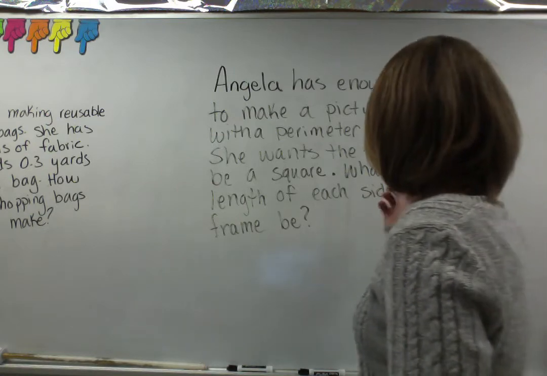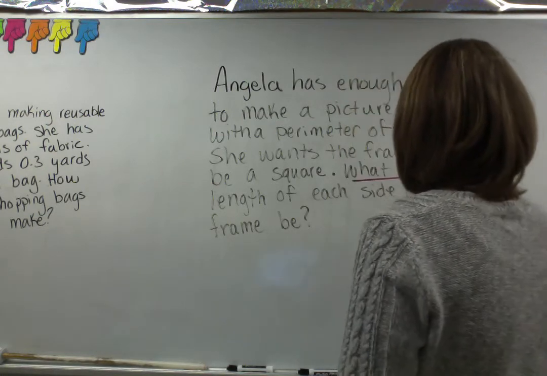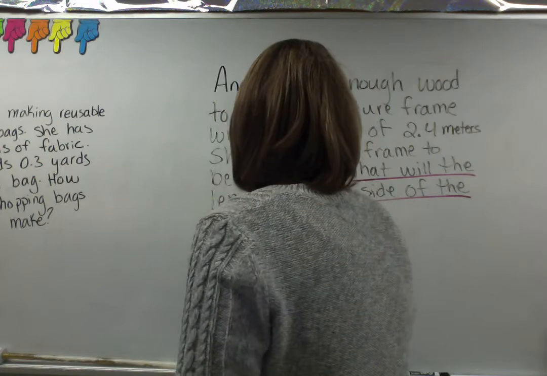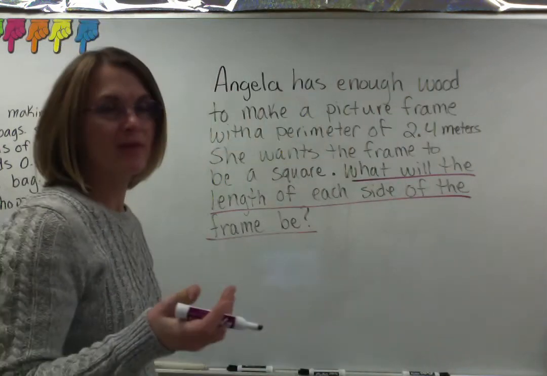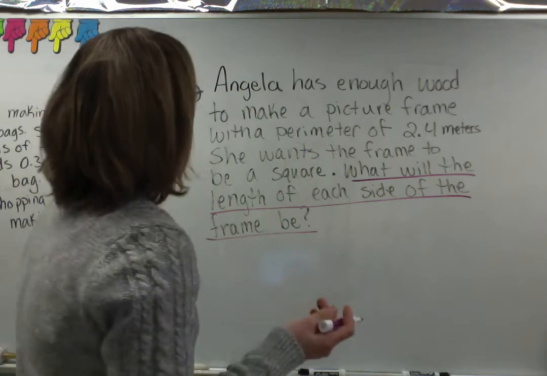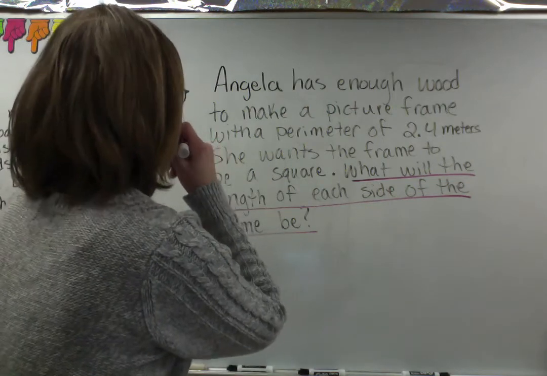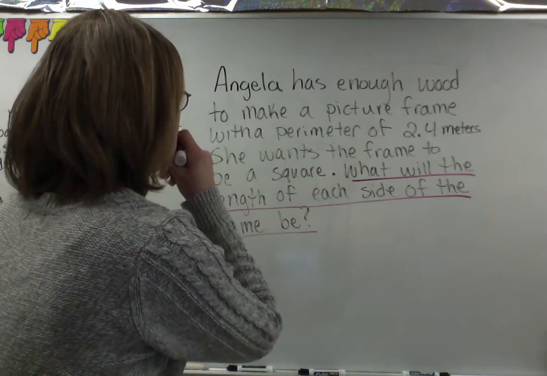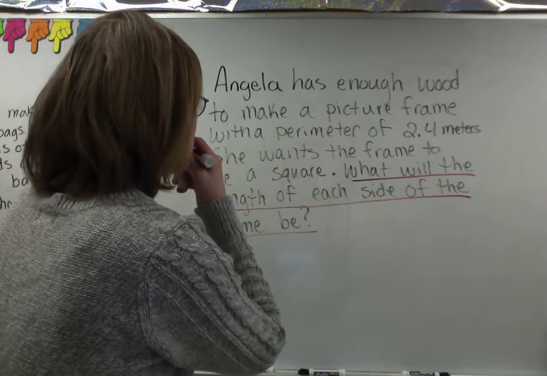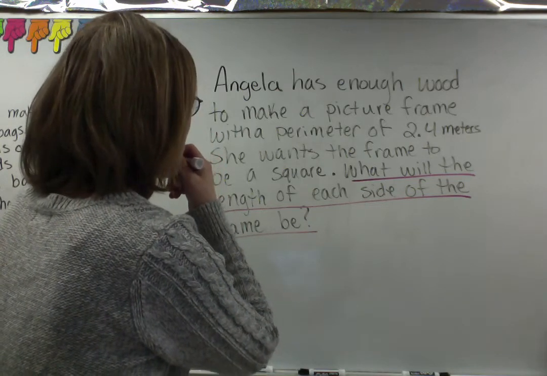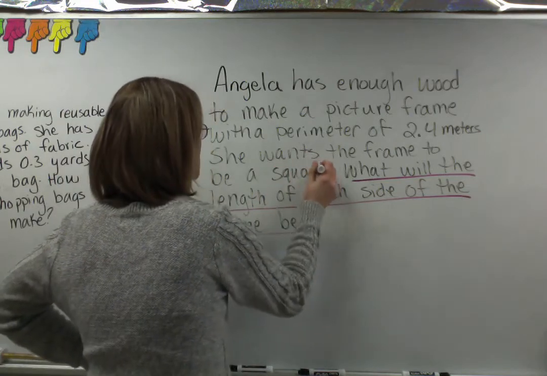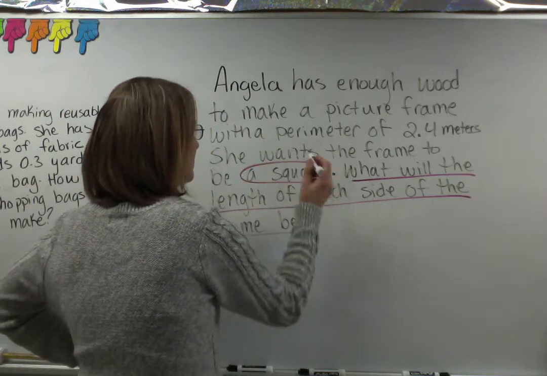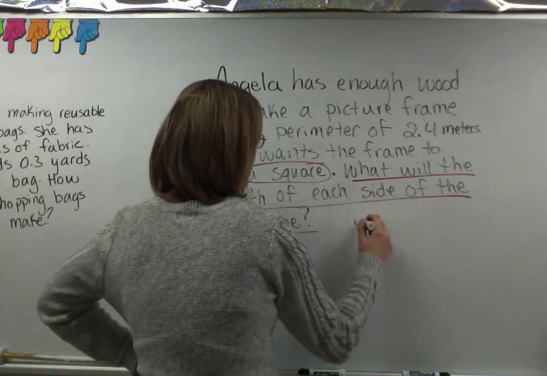So the first thing we're going to do is identify our question. Our question is here. It's usually at the end of the problem. What will the length of each side of the frame be? So then I need to look at my problem and say, what do I know about the length? It doesn't tell me the length yet. Each side, what does it tell me about the sides? She wants the frame to be a square. Oh, okay. So if the frame is going to be a square, it's going to have 4 sides.